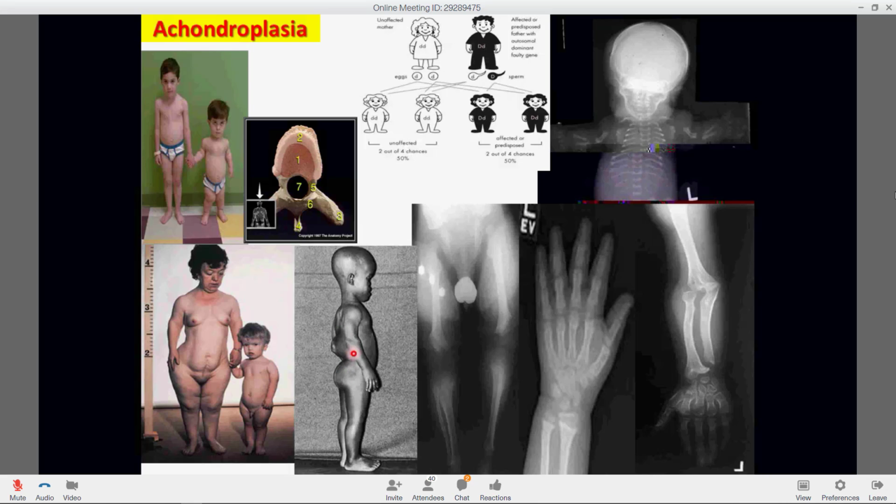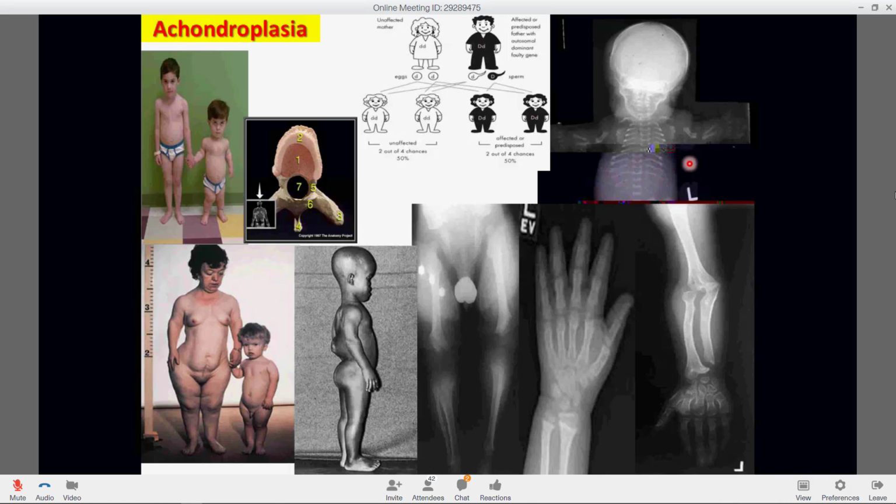There is excessive lordosis and the buttocks are protruded, and there is dwarfism of the upper limb and lower limb. The proximal part is affected more than the distal part, as you can see in this baby. In X-ray, you can see the bones are short, but they are wide and usually deformed. And this condition can be diagnosed during intrauterine life by X-ray.